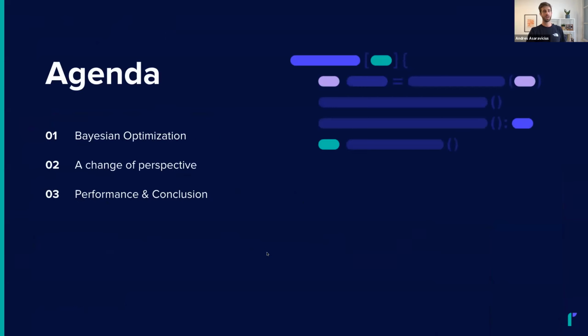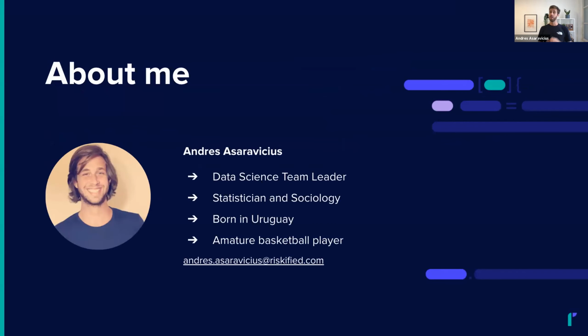So we will start by talking a little bit about Bayesian optimization and what change we made to this process to make it faster and more flexible, to solve our problem. After that, we go to some numbers and some conclusions about this process and how it really works. And that will be all.